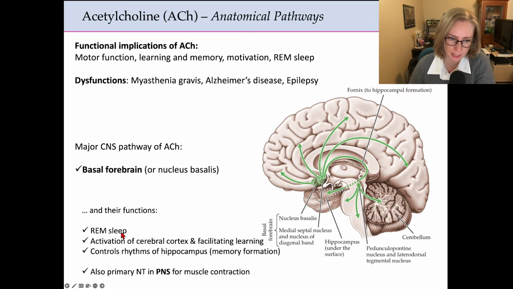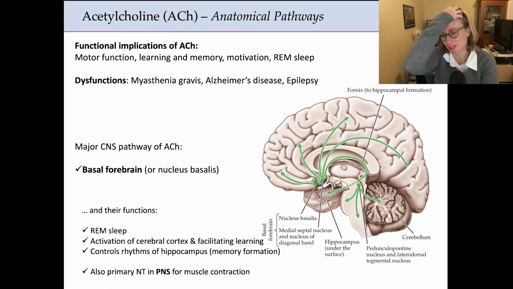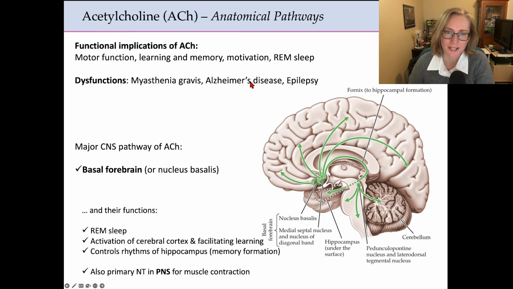So as I mentioned, REM sleep, activation of the cerebral cortex, facilitating learning, right? It's a modulatory neurotransmitter, just like the other ones we've been talking about, but this one is a more activating neurotransmitter. Typically, it's going to be more on the side of excitatory rather than inhibitory. It also helps control rhythms of the hippocampus. I know we haven't done neuroanatomy yet, but the hippocampus we'll find is essential for being able to form memories. Hence, in Alzheimer's disease, we're having a dysfunction with our memories. Okay.